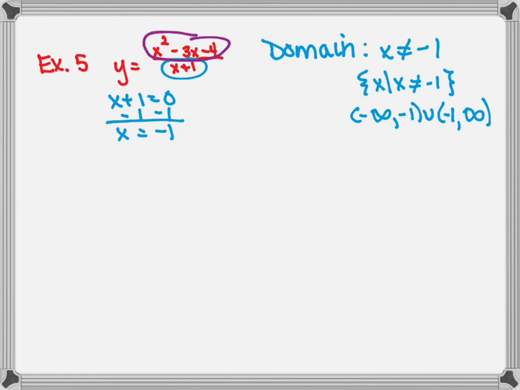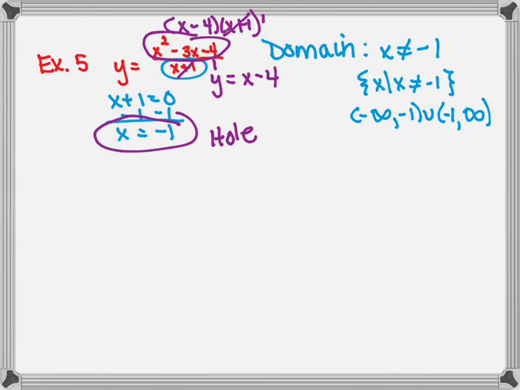But let's see if our numerator factors. It does, and it factors to x minus 4 times x plus 1. You'll notice we have x plus 1 in both the numerator and denominator. So those would cancel, and we'd be left with the function y equals x minus 4. So this factor of x plus 1 that we canceled does not give us a vertical asymptote. Instead, it gives us the x value of the hole, or the removable discontinuity. So for this example, we have no vertical asymptote.